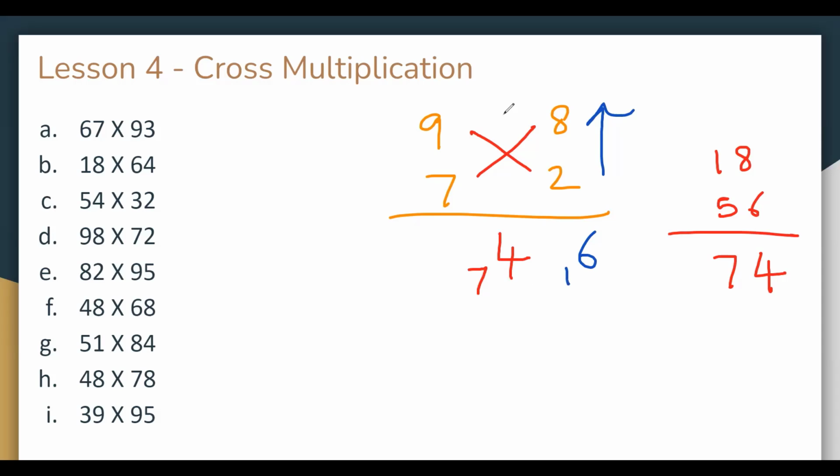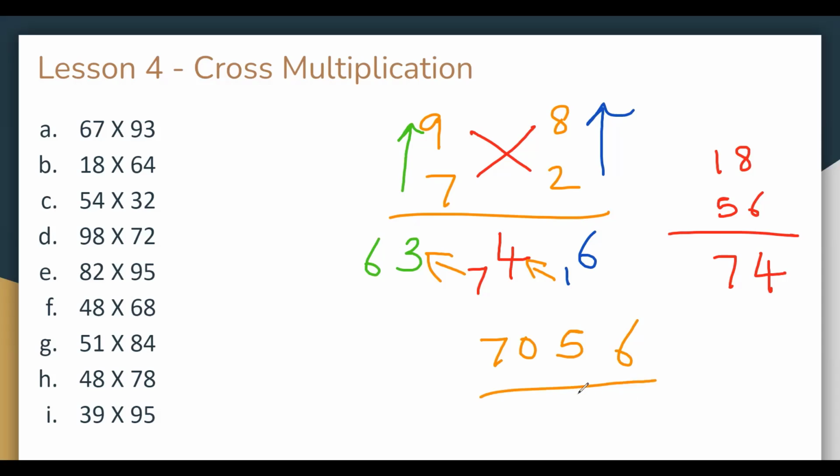And then we do the third step, that is 9 times 7 is 63. So here we go. And then what do we do? We have to just add it to the number on the left. So 6, 1 plus 4 is 5. 63 plus 7 is 70. So here is your answer.